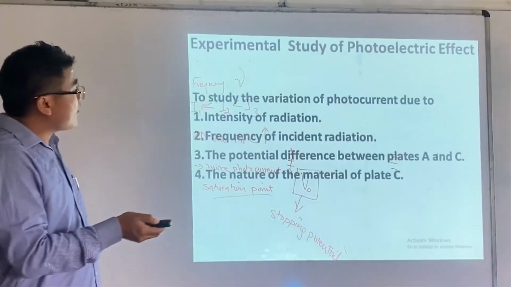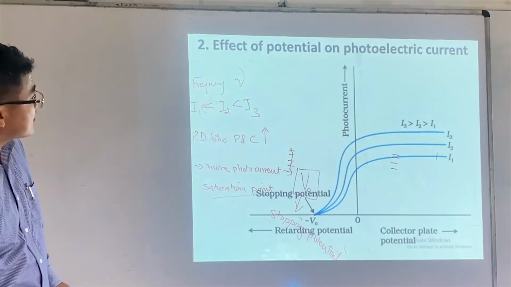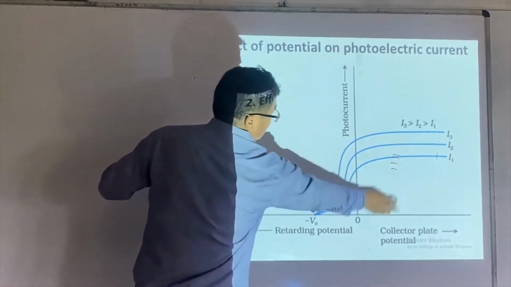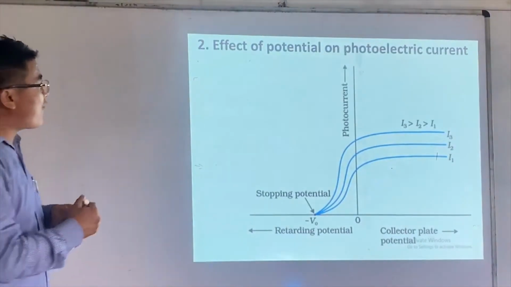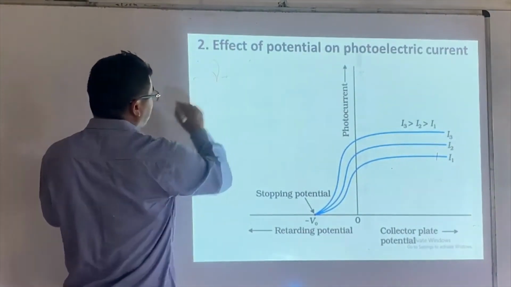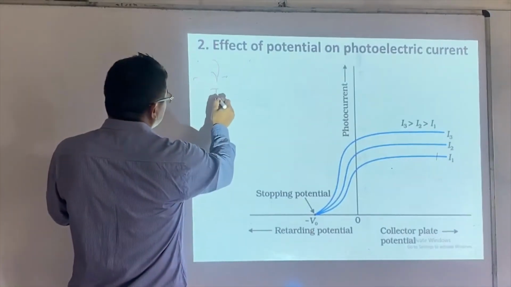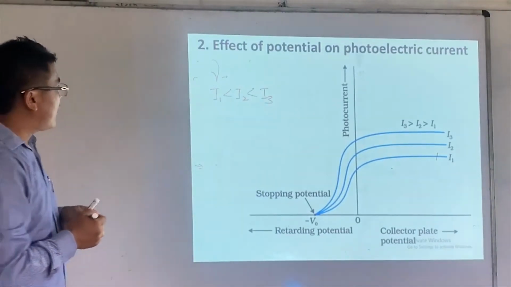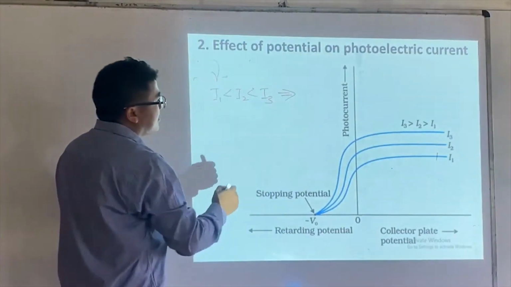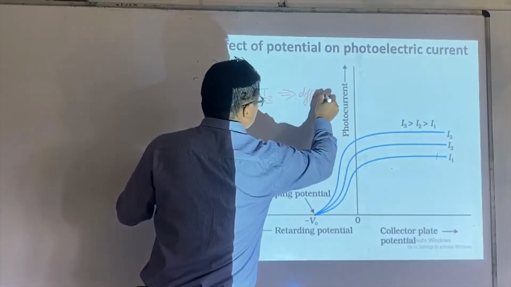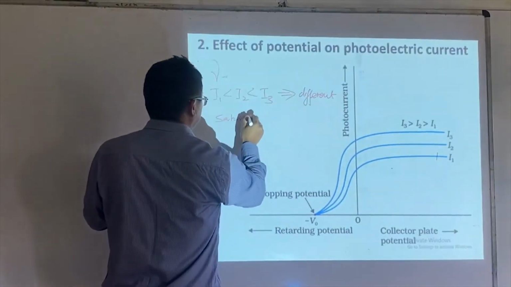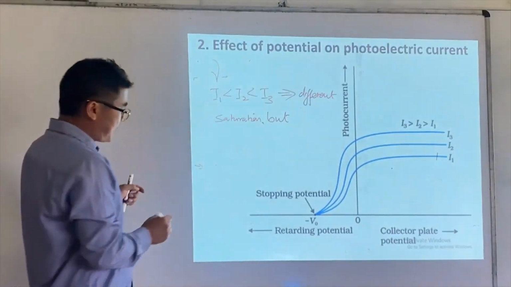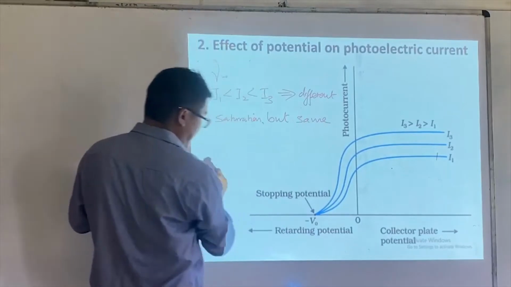If I do this graphically, we get a graph like this. This is the stopping potential. The frequency is the same; for a particular frequency, we have intensity 1, intensity 2, and intensity 3. Different intensities of light give rise to different saturation currents. However, what about the stopping potentials? They are the same.